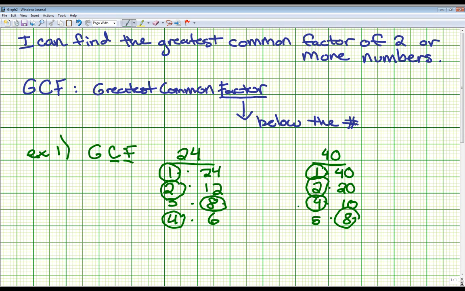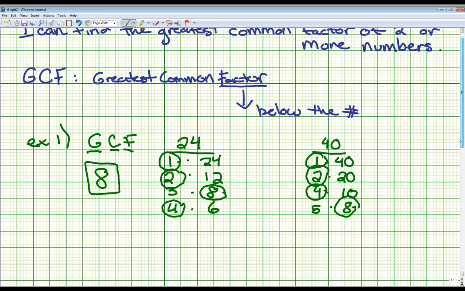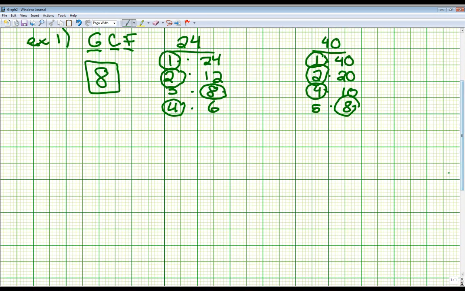So out of the ones we've circled, those are the commons. Now we'll look at the greatest one. So the one that is the highest value would be 8. So the greatest common factor of 24 and 40 would be an 8. And that's how you find the greatest common factor of two numbers, by using a list of factor pairs. Now, sometimes a list can get really long, so there's another strategy you can use as well.